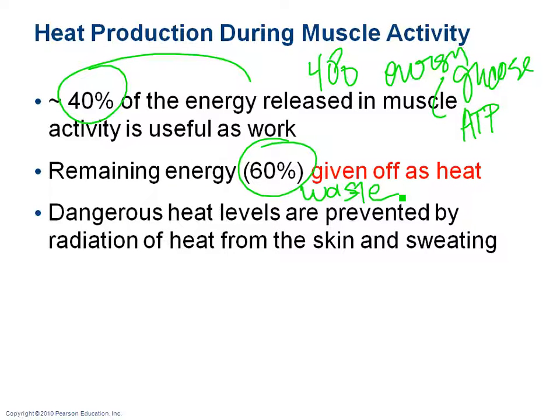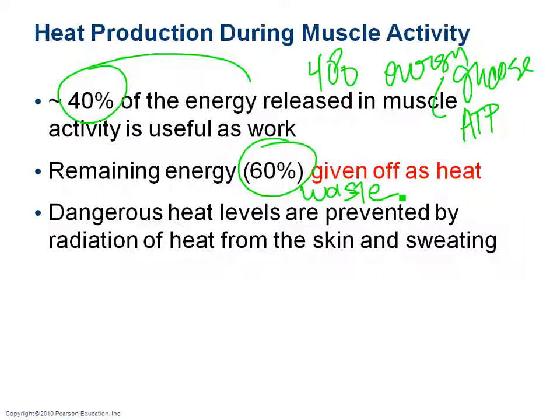Cars are about 34% efficient. That's why cars get really hot, right? So why is it that you're hot and sweaty when you're working out? 40% of the breaking down of that glucose is being used to generate ATP and to keep your muscles going. 60% of it is being released as heat. That's why you're hot when you're working out.